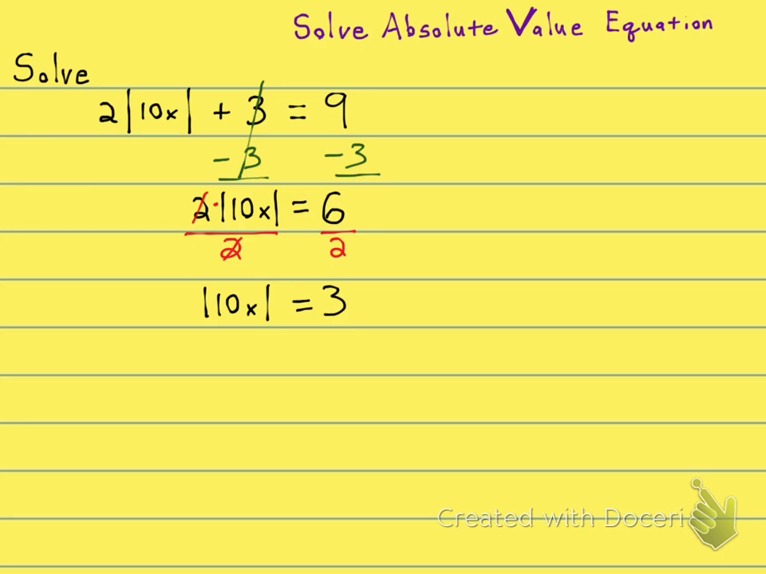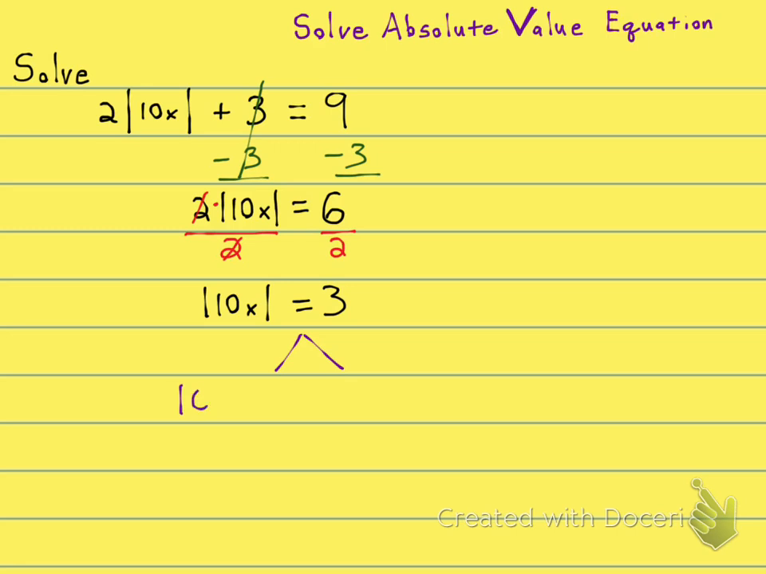Now you have to remember that what comes out of an absolute value is always positive, whether it's positive inside or negative inside. And so there's 2 possibilities, and what we're going to do right now is split this equation up into 2 equations. We're going to drop the absolute value bars.